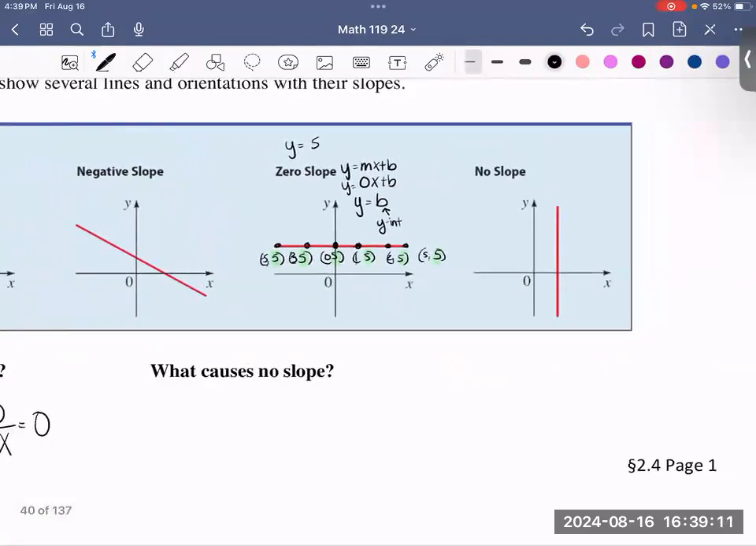So then what causes no slope? Again, your slope is equal to the change in y over the change in x. So let's just say, again, this is when x is equal to 2. So no matter where on your graph we are, x is going to be equal to 2.